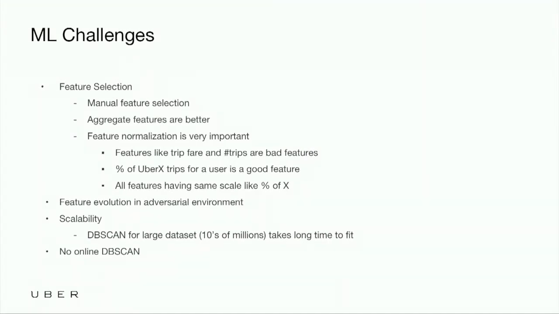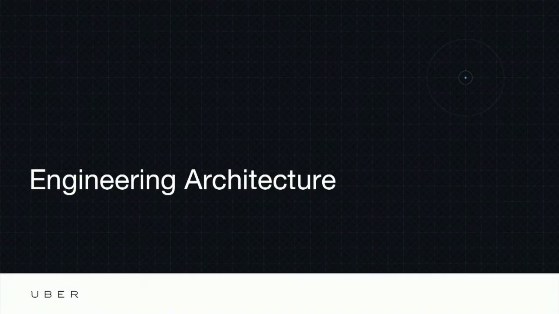And like k-means, DBSCAN doesn't have any online algorithm. So for example, Spark has a streaming k-means where you can ingest the data in a streaming fashion and it keeps updating the clusters. But for DBSCAN, there's no streaming version of it. It has to kind of go through the entire data every time it has to build a cluster. Then I will give it to Gaurav to talk about the engineering architecture and challenges.